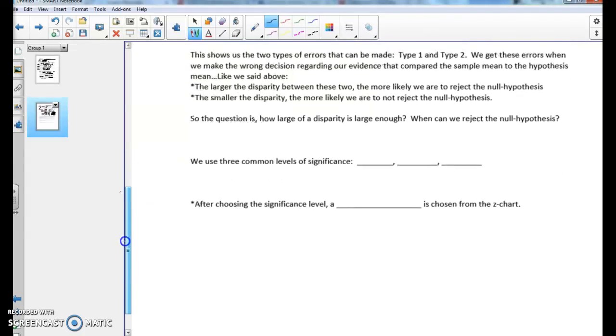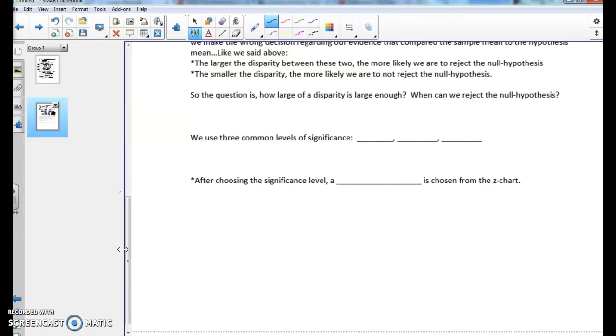But the question is, from all that, how large of a disparity is large enough? How much is too big, or how much is not enough? When can we know for sure if we want to reject this null hypothesis? Well, that answer is going to depend on what's called the level of significance. Okay?